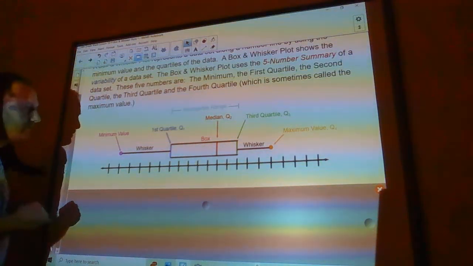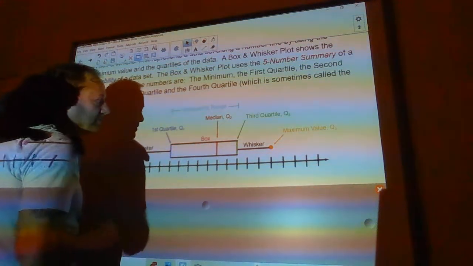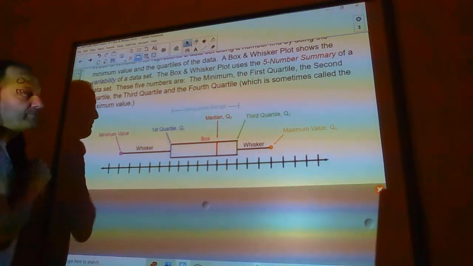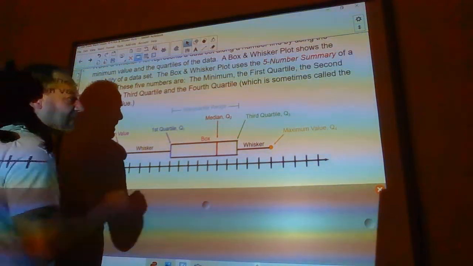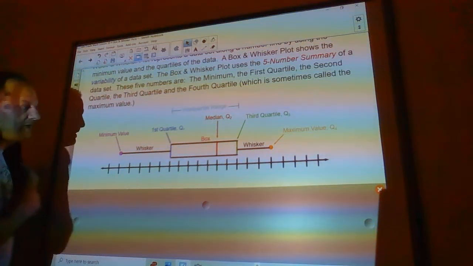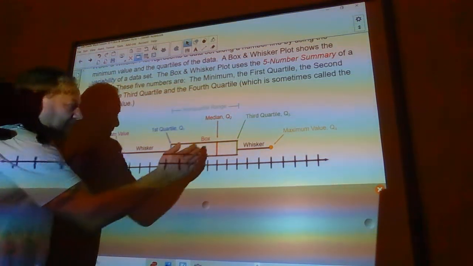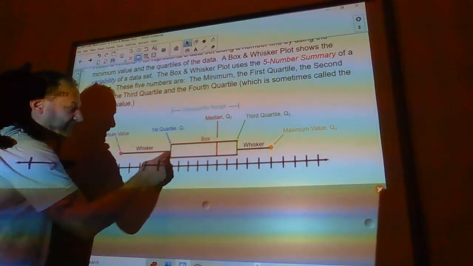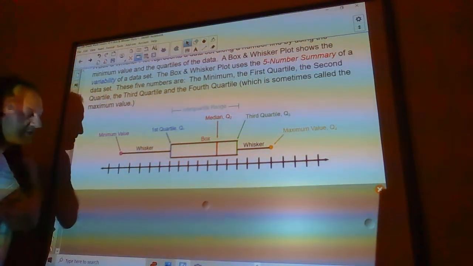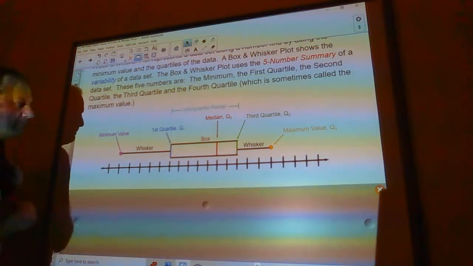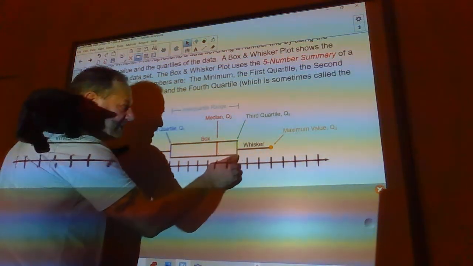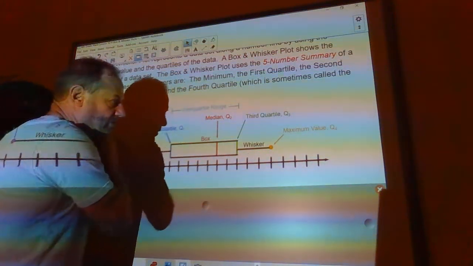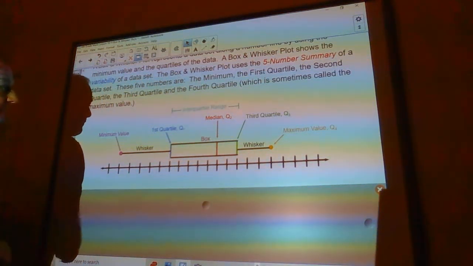Okay? So, your Q2, which is usually the one that I find first, is the median. So you put your data in order from smallest to largest, and you find the middle of it, and that is Q2. Okay? Then you take the bottom half of the data and you find the median of that. That's the first quartile. The very smallest number is called the minimum value. Then we take the top half of the data, we find the median of that. That's the third quartile. And then the biggest number is called Q4. That's the maximum value. Okay?